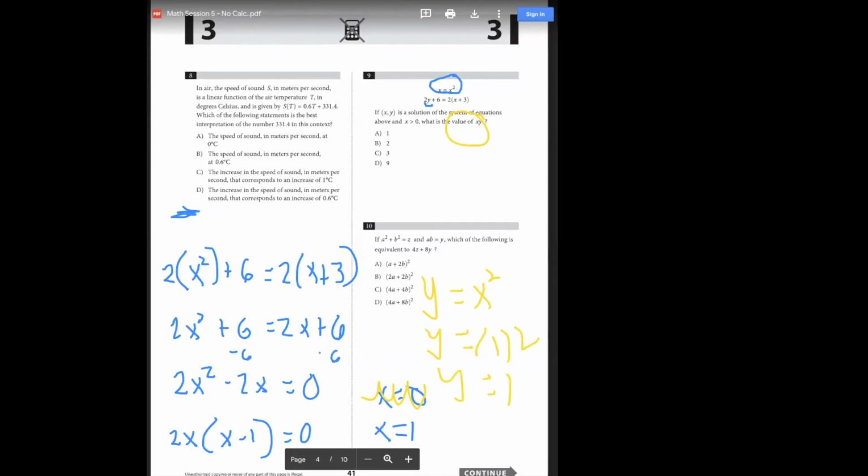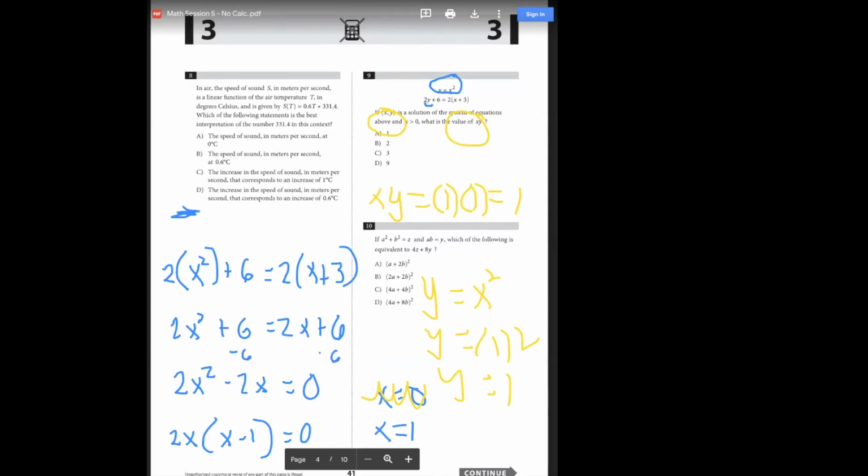And when you do x times y, 1 times 1 is literally 1. So the answer is 1. And it looks like I circled B too. So just 1. So this one is not too bad, I think, but it's just kind of knowing where to start. Let's do number 10.